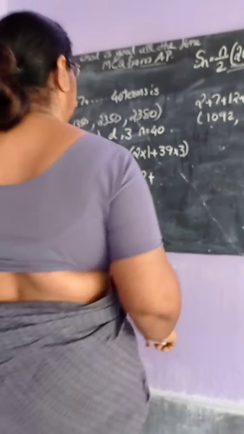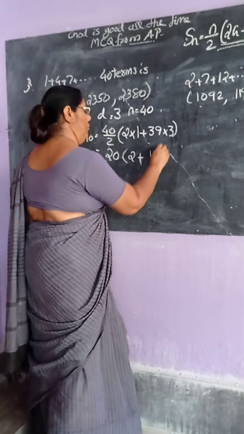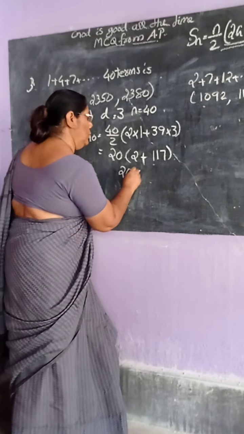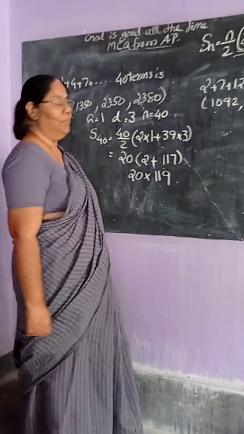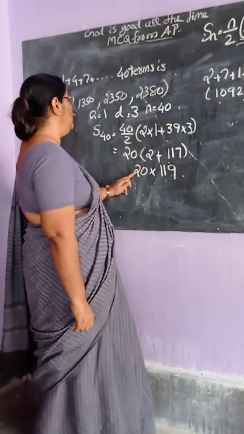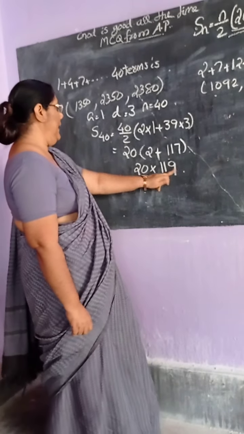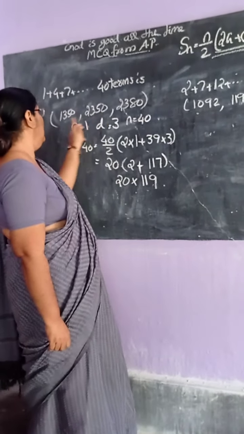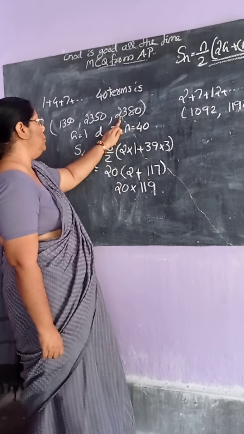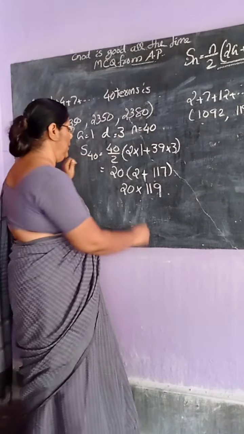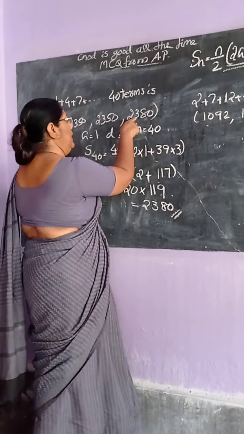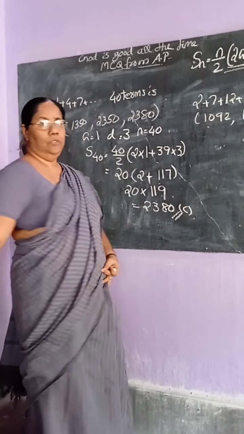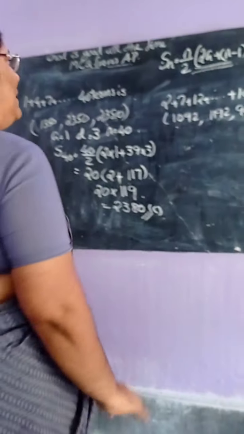Yes, 117. That is 20 into 119. 9 twos are 18, isn't it? The options are 1350, 2350, 2380. Therefore, we know that 2380 is the correct option. Here the option is C. 2380. Okay, 2380.